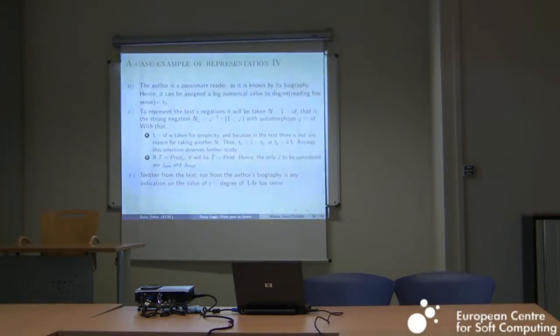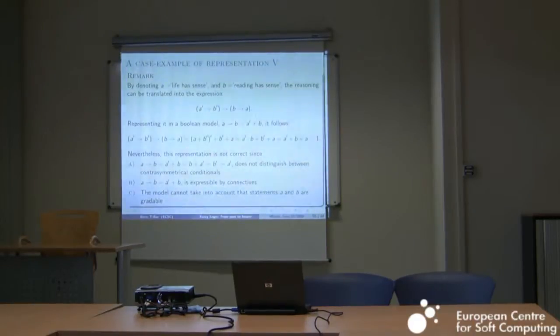Of course, I have no idea of which is the degree of life sense attributed by the author. Even worse, it seems that this is open in the book. Then I will take this value as a variable value.